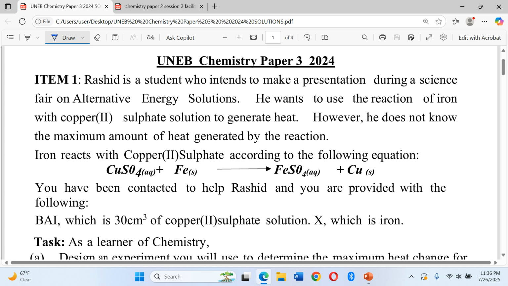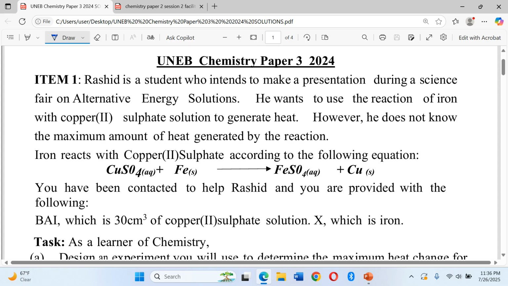Let's go through this item. Rashid is a student who intends to make a presentation during a science fair on alternative energy solutions. He wants to use the reaction of iron with copper(II) sulfate solution to generate heat. However, he does not know the maximum amount of heat generated by the reaction.